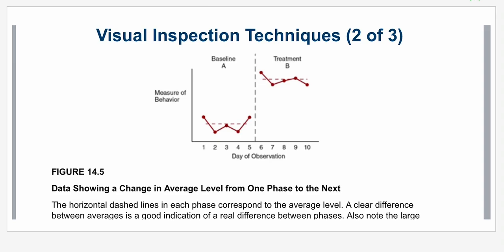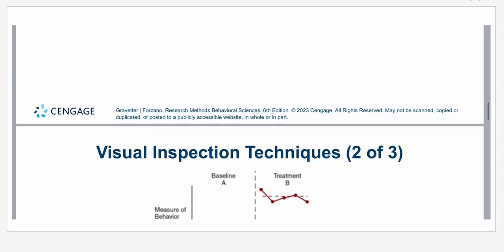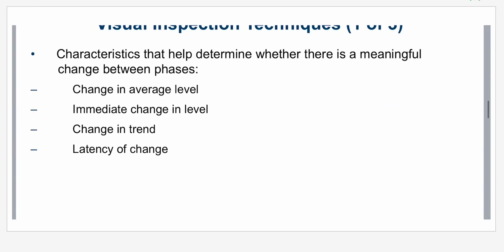Okay, so that's why there's 2, and that's like the line of best fit almost. It's the average there, and so you can see that if you're comparing baseline A's dotted line to baseline B's dotted line, there is obviously a very large difference between the 2 averages. And so that can help you visually see that a little bit better.